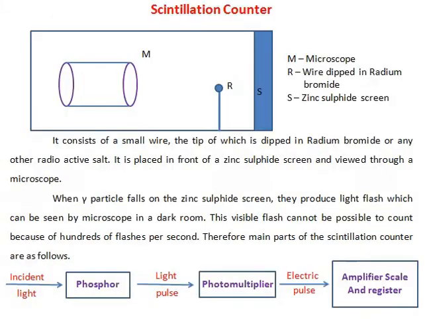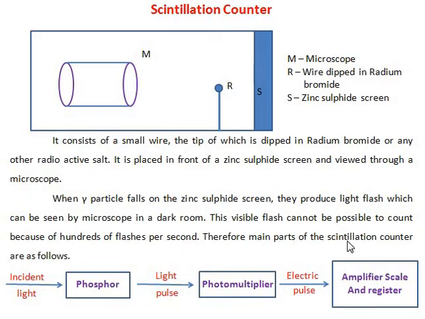Let us see. It consists of a small wire, the tip of which is dipped in radium bromide or any other radioactive salt. It is placed in front of a zinc sulfide screen and viewed through the microscope. When gamma particles fall on the zinc sulfide screen, they produce a light flash which can be seen by microscope in a dark room. This visible flash cannot be counted because of hundreds of flashes per second.